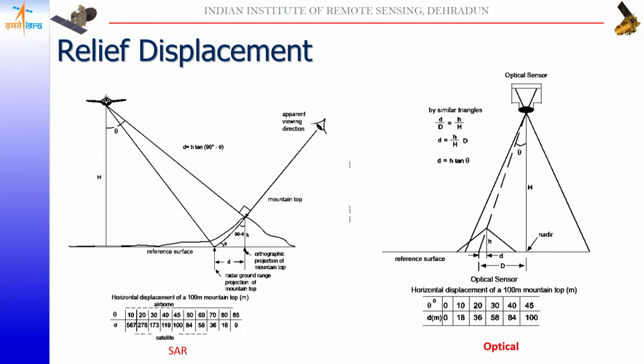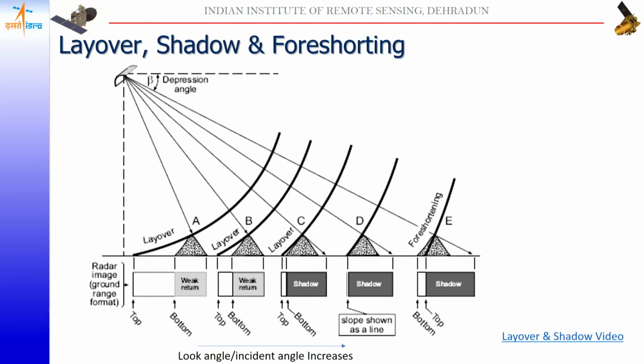That's why in case of SAR the terrain correction is the most important correction we have to apply to the slant range images. There are three effects, already covered in the last lecture: layover, shadow and foreshortening, which occur due to the ranging of the SAR, and because it is side looking. Due to the h cot theta factor we have this layover, shadow and foreshortening effect in the SAR image.